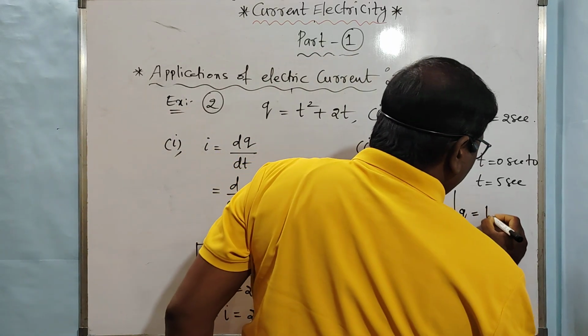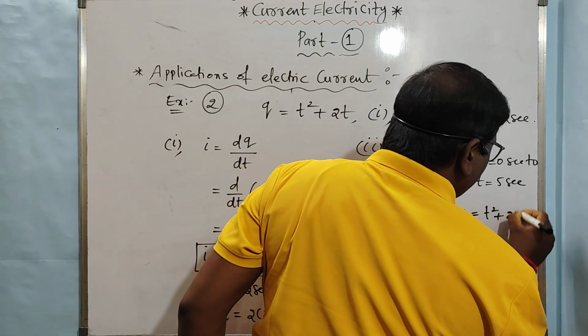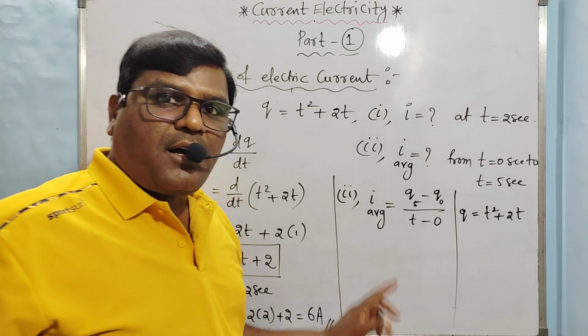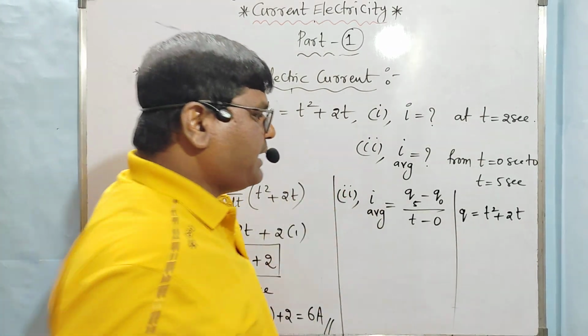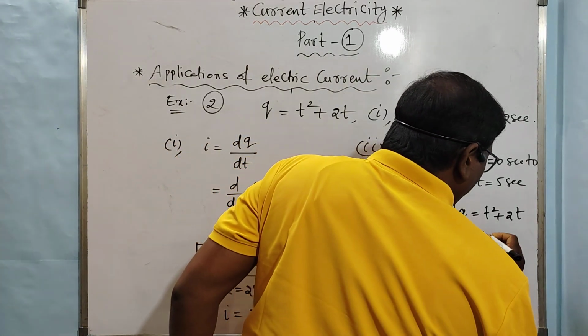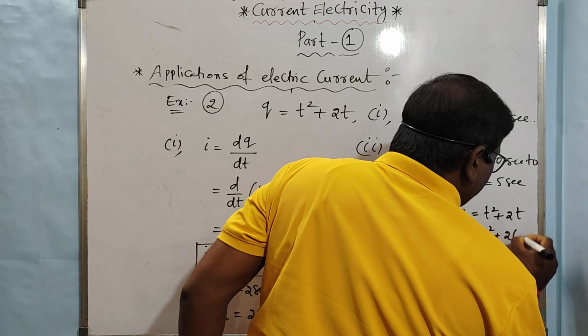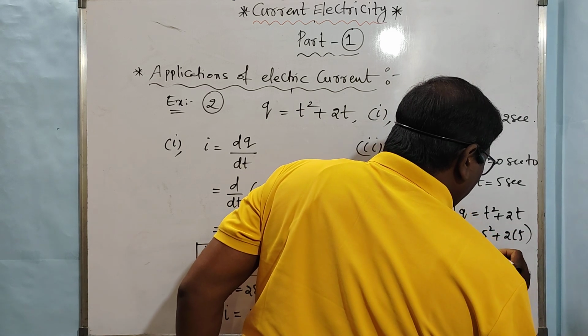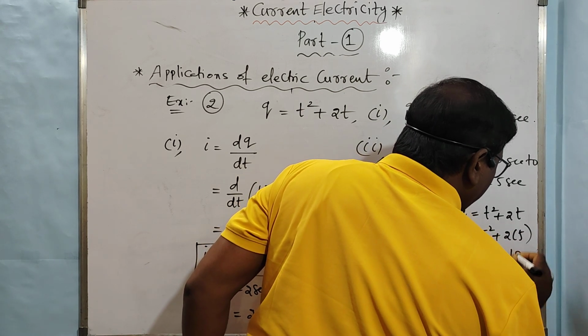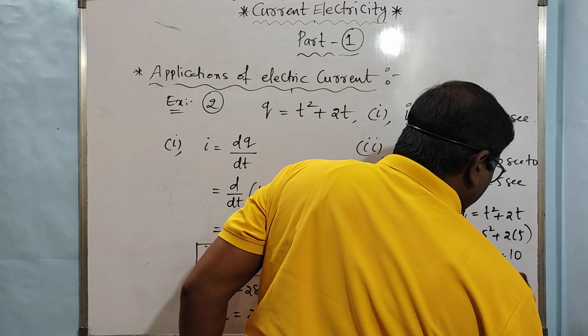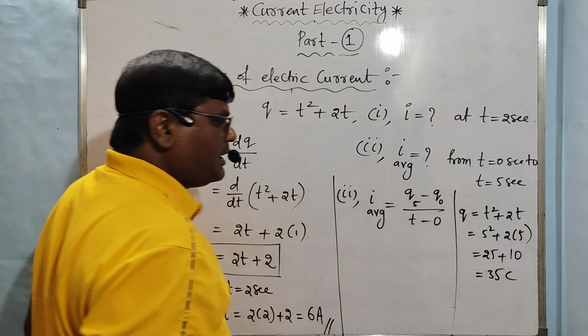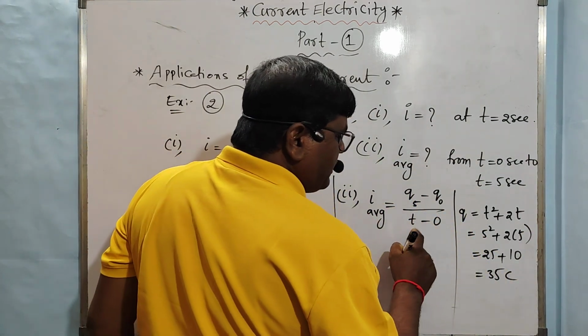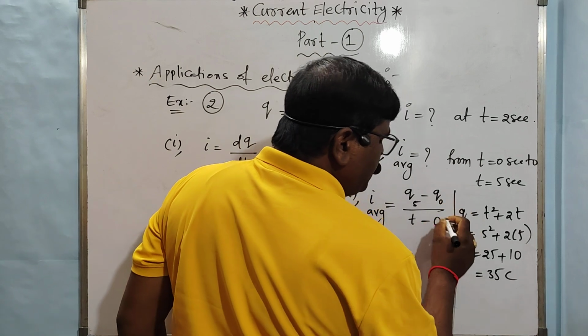This is equal to t square plus 2t. In place of t we have to substitute 5. So that is equal to 5 square plus 2 into 5, that is equal to 25 plus 10. That is nothing but 35 coulombs.